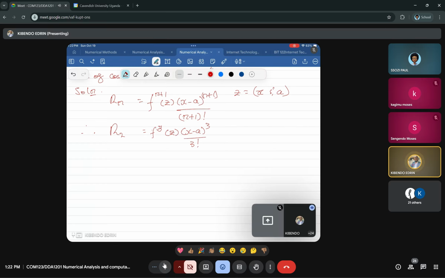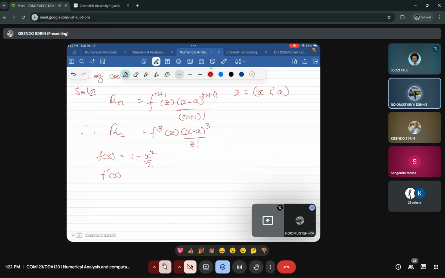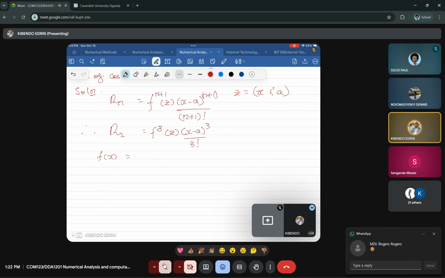Okay. So would I be right to write F of X is equal to 1 minus X squared over 2? No, that is the polynomial. The function is cos X, because you check the question, we are estimating the value of cos X. Okay. F of X will be equal to cos X. Yes, because that is what we are estimating.